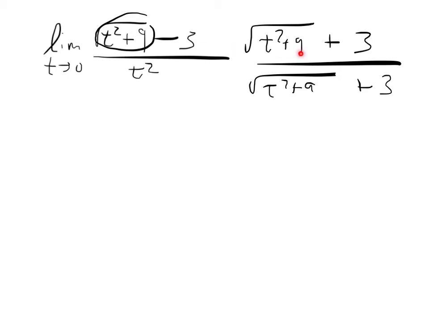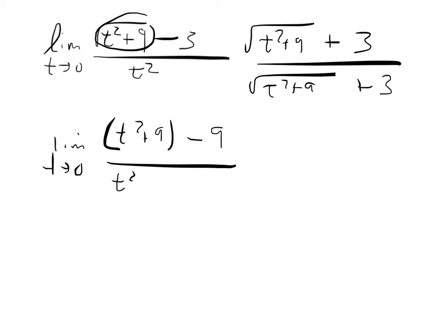In the numerator, we're going to get a difference of squares. And we know our difference of squares, a minus b times a plus b, will be a squared minus b squared. So this is going to be the limit as t approaches 0 of t squared plus 9, that's the a squared, minus b squared, which is 9, all over t squared times the square root of t squared plus 9 plus 3.